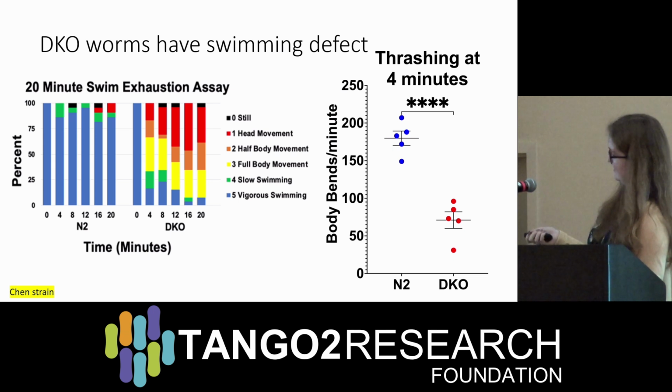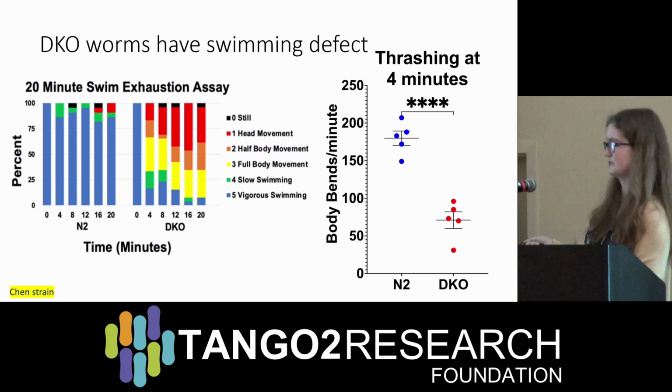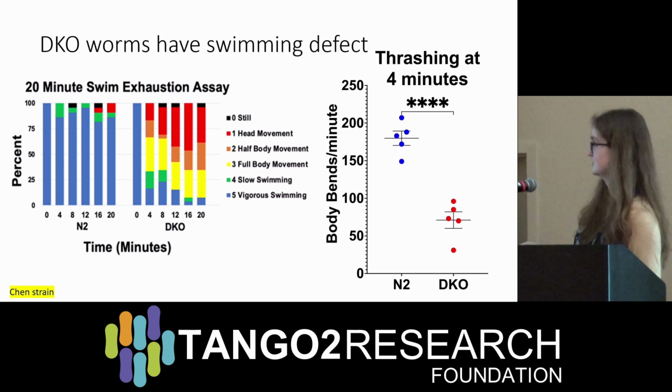Here our normal N2 worms are able to thrash their bodies to swim, and they do this very quickly for this period. However, our double knockouts are thrashing much more slowly. They're just not generating the motor capacity that they need to thrash as quickly as our normal worms.